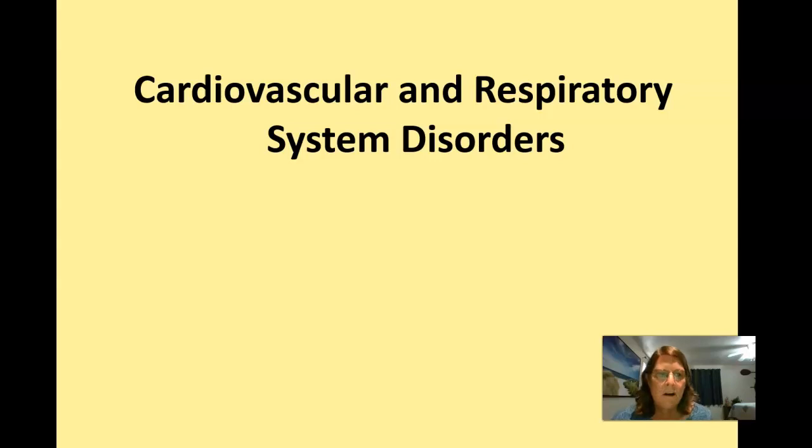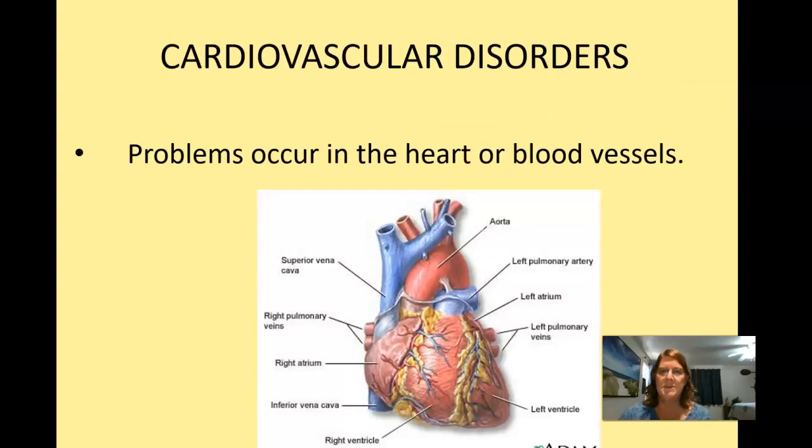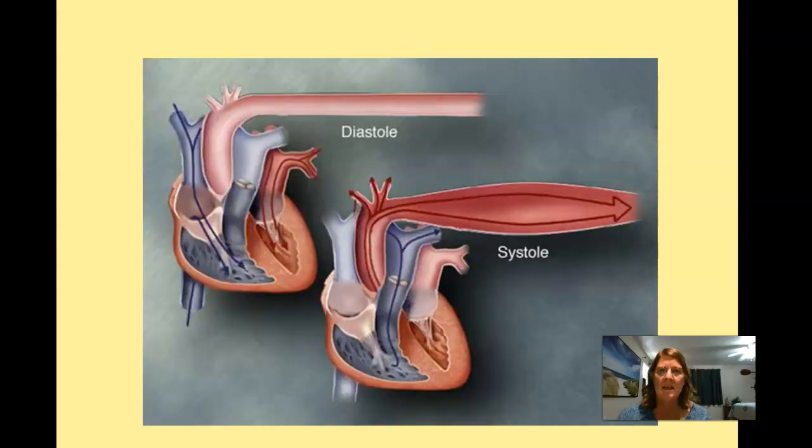Next, we're going to talk about cardiovascular and respiratory system disorders. Very common disease processes to see when we're in the nursing home. So when we're talking about cardiovascular disorders, we're talking about problems occurring in the heart or the blood vessels themselves.